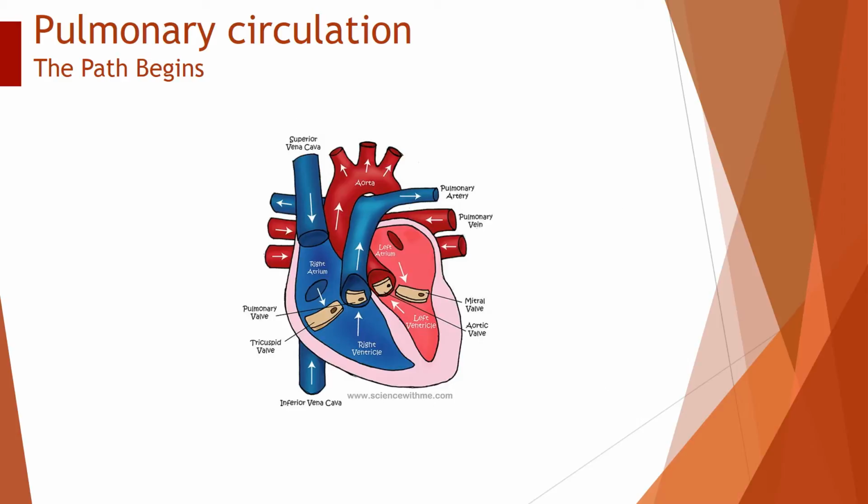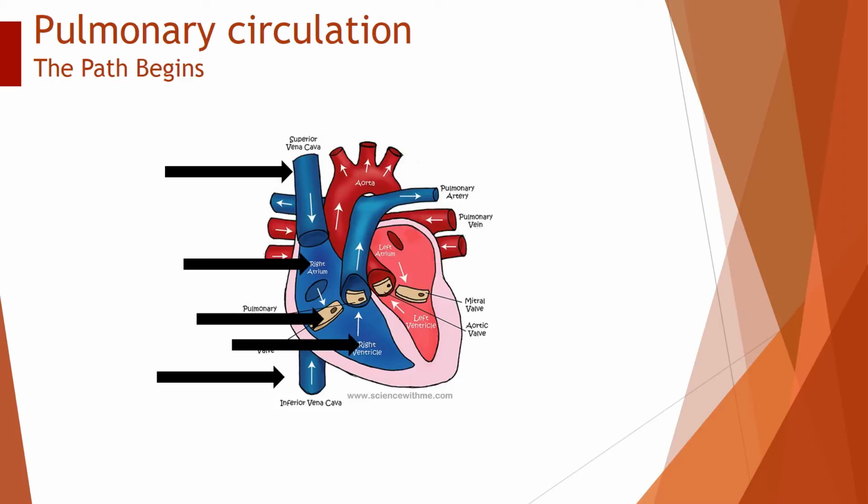We begin the path of the blood cell in the right atrium of the heart, which receives blood that has already been circulated throughout the body. It receives the blood from the body through the inferior and superior vena cava, depending on which part of the body it is returning from. The blood then passes from the right atrium to the right ventricle through the tricuspid valve. The right ventricle pumps the blood through the pulmonary valve and into the pulmonary arteries.